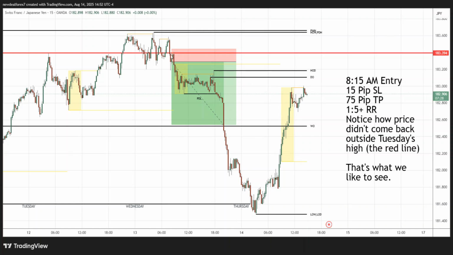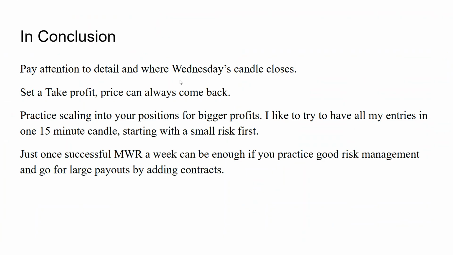So that's it. We'd like to see price stay below Tuesday's high, that red line there. So in conclusion, pay attention to detail and where Wednesday's candle closes. Okay, if you enter a trade and then Wednesday doesn't give you that strong candle close that I just described, exit the trade. Just scratch out, just forget it. Okay, it needs to have that confirmation on the close.